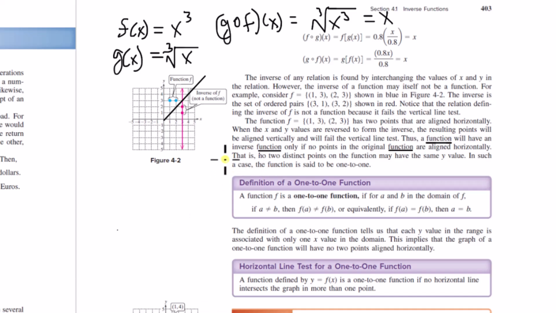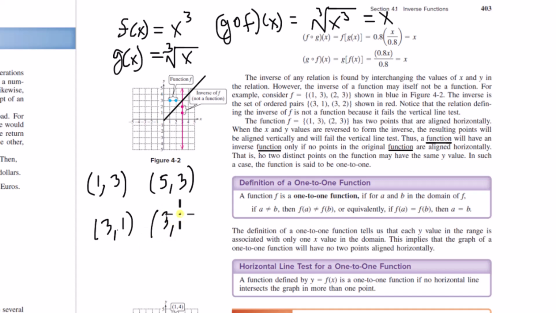Now, however, if the function is going to have an inverse function, then you can't have separate inputs mapping to the same output. That's the idea, because if the input 1 maps to 3, and the input 5 also maps to 3, that's a function. But if you take the inverse and flip these, you've got 3 to 1 and 3 to 5. There you go. It's not a function anymore.